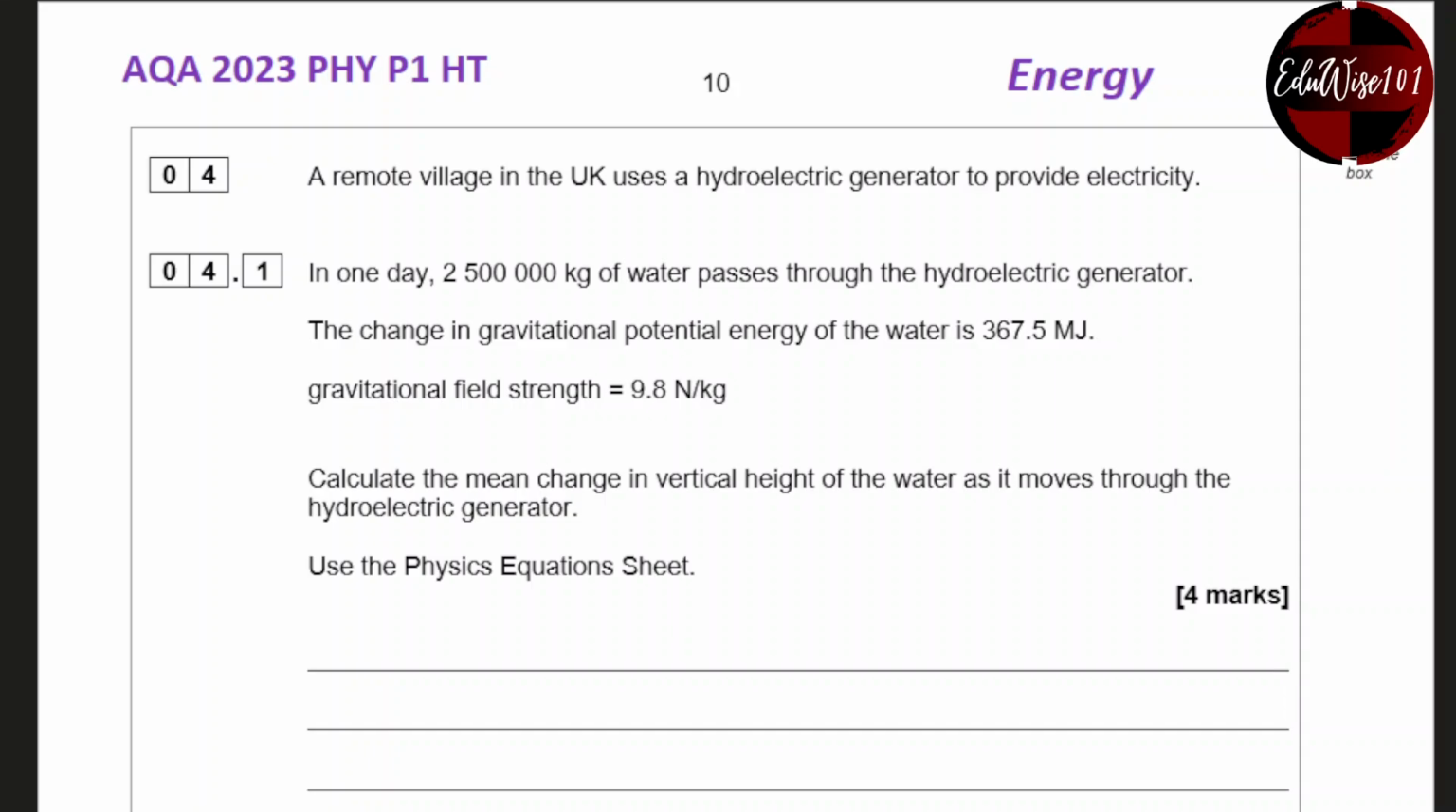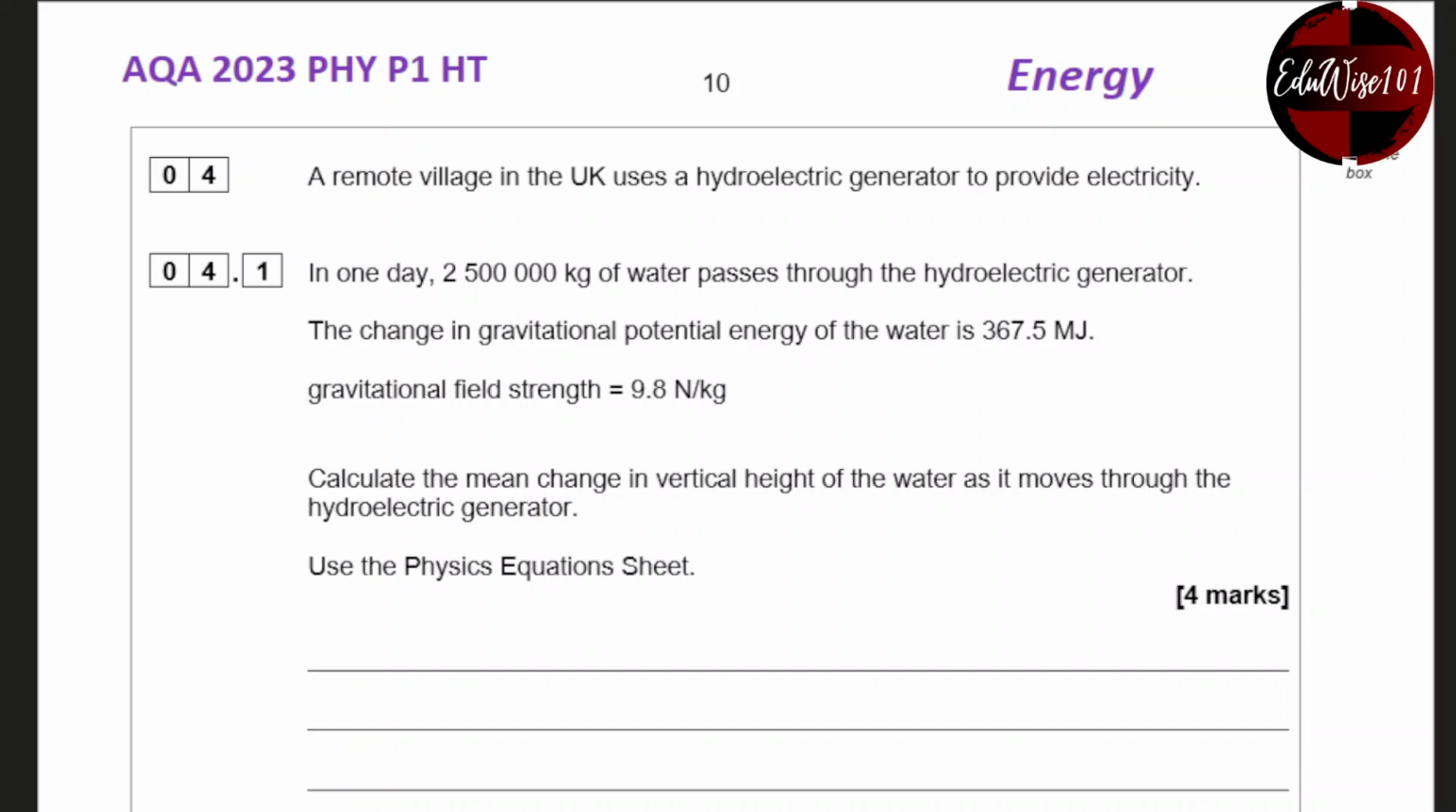In this video, I'm going to go through the AQA Physics Paper 1 Higher Tier from 2023. Question number 4 is on the topic of energy. A remote village in the UK uses a hydroelectric generator to provide electricity. In one day, 2,500,000 kilograms of water passes through the hydroelectric generator.